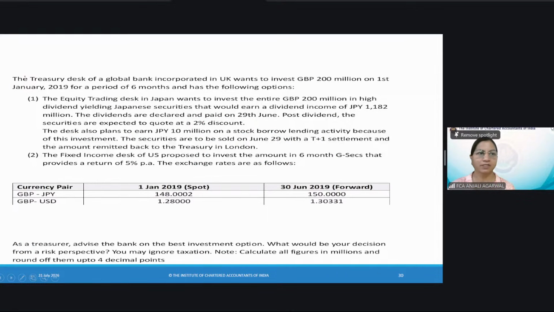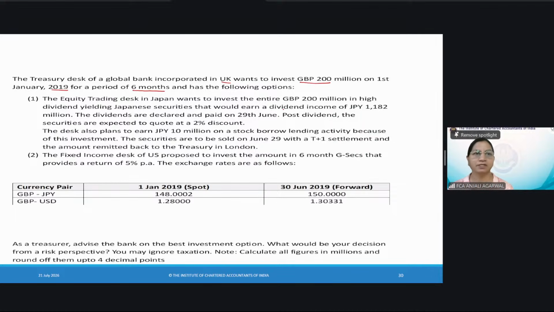All right. Another question on international financial management. The treasury desk of a global bank incorporated in UK. So it's a treasury desk, global bank, but it is incorporated in UK, and therefore it wants to invest Great British Pound 200 million on 1st January 2019. So you have got 200 million pounds to invest on 1st January 2019 for 6 months.